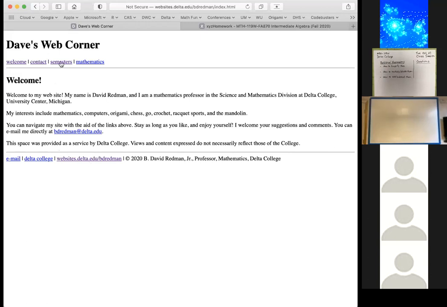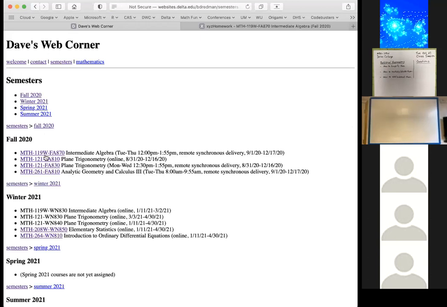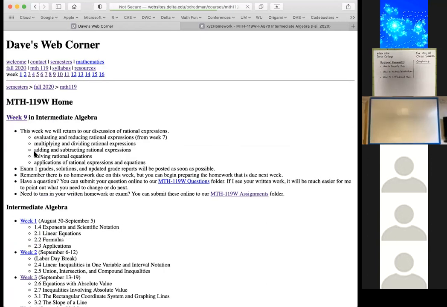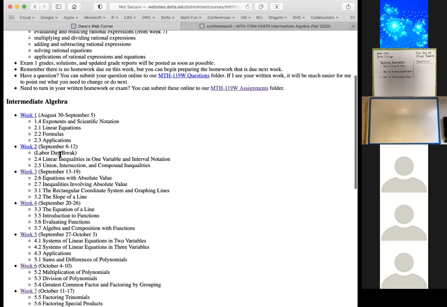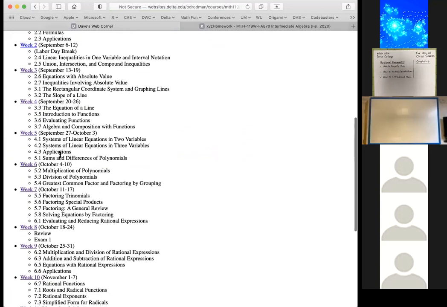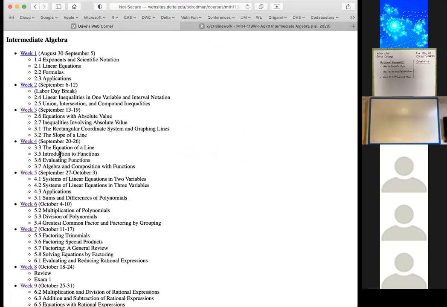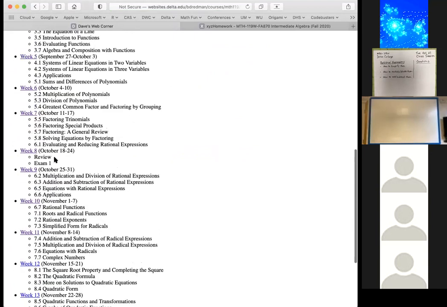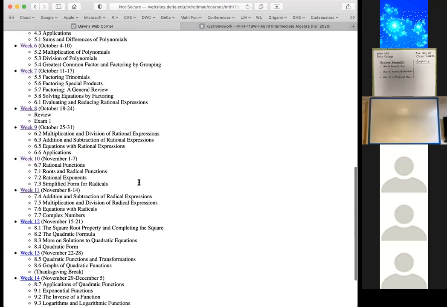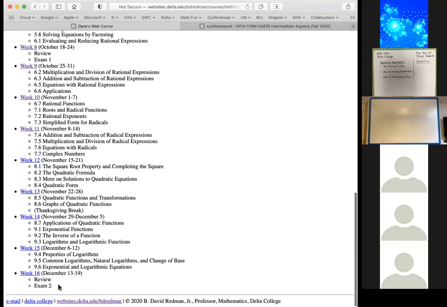Okay, we're on the website, and semesters, fall, Math 119, got it. Here we are in Math 119. It's not a bad idea every once in a while to just look at the whole schedule, just to visualize what the whole thing is we're doing. We're doing a good job. We're on track. And we just finished week 8, which was taking a break to do the exam, review and do the exam. Now we're going to pick up where we left off, and we will have another exam in the last week of class.